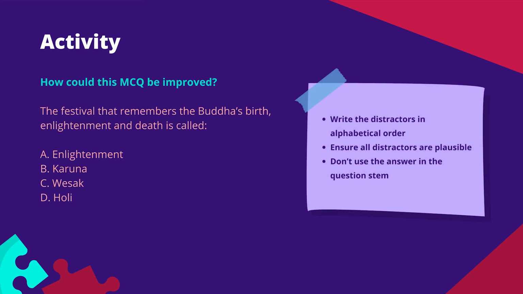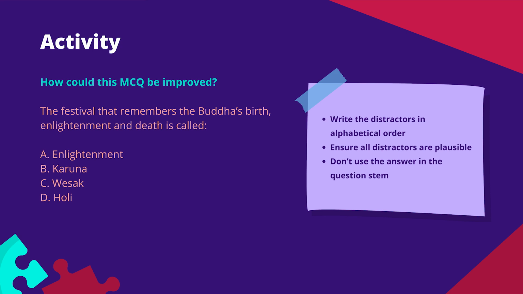If we remember the principles, that the distractors should be in alphabetical order, we ensure all distractors are plausible, and we shouldn't use an option within the question stem. As it stands, it wouldn't assess the content as accurately as it might. Firstly, the distractors aren't all plausible, as they aren't all Buddhist practices, which means a student who's revised their Buddhist practices could rule out option D, Holi, straight away, as that's a Hindu festival. So therefore, that reduces the level of demand.